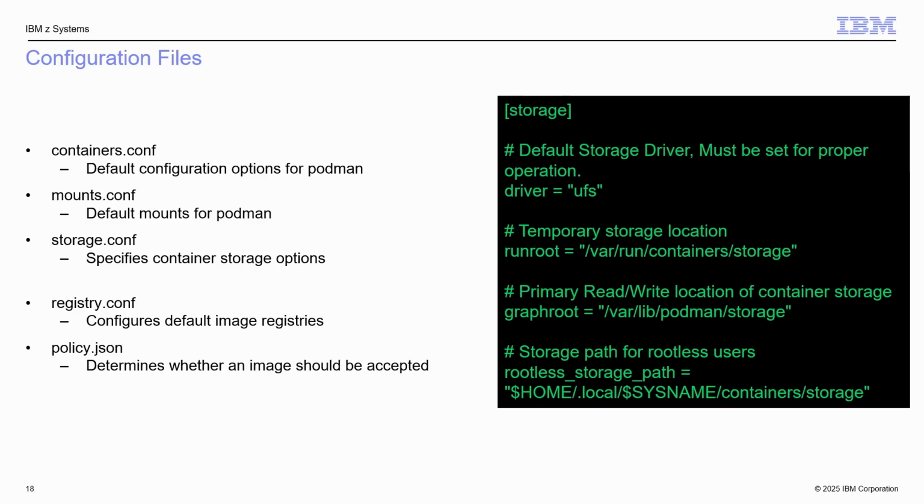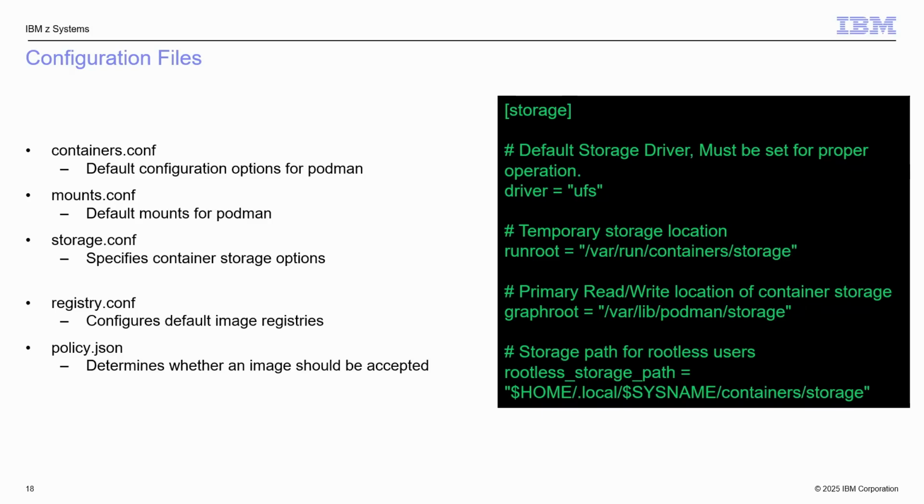The containers.conf contains the default configuration options for Podman, and the mounts.conf contains the default mounts, which will be bind mounted when you run a container. Storage.conf specifies the container storage options, and you can see on the right an example of what that looks like, as well as some of the differences I was talking about earlier between the rootless users and the root users in terms of where that data is being stored.